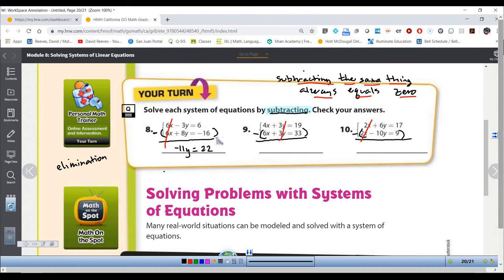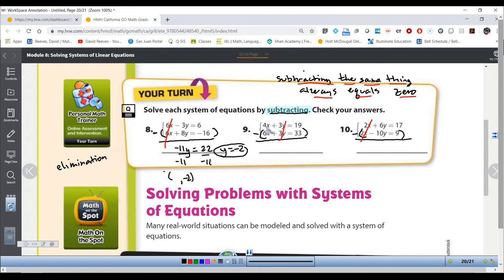So use a calculator if you need to. I'd hate for you to get these problems wrong because you're messing up with adding positive and negative numbers, all right? Then I'm going to divide by negative 11, and what am I going to get? I'm going to get y equals negative 2. All right, so now I know half of my answer. I know that y is negative 2.